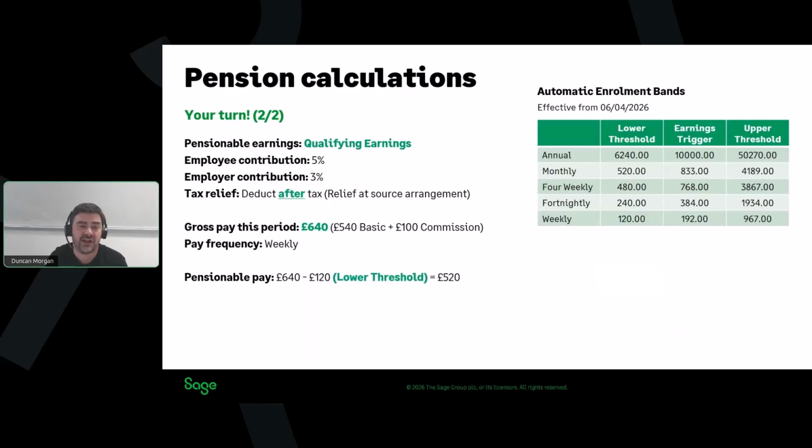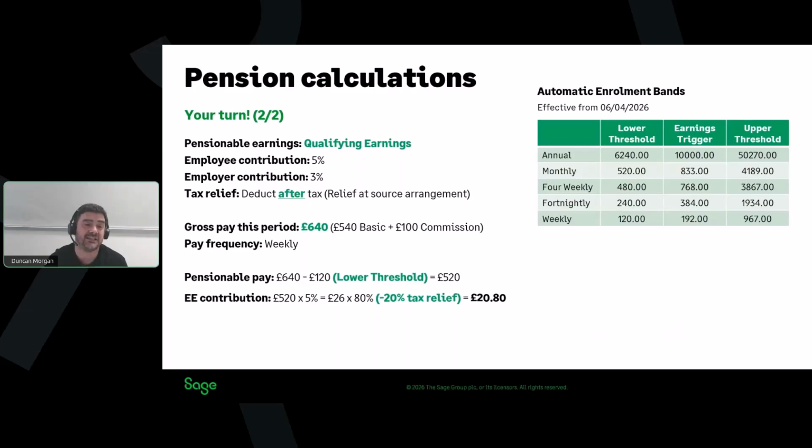So the way that we work this one out is by first establishing the pensionable pay. So the total qualifying earnings was £640. That's between the lower and upper threshold for weekly. So we deduct the lower threshold of 120, giving us pensionable pay of £520. Employees' contribution is 5% of that pensionable pay, which is £26.